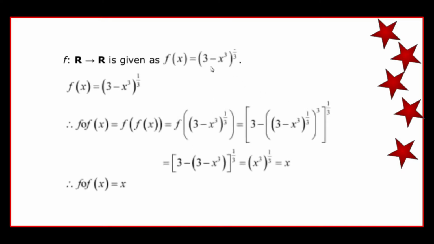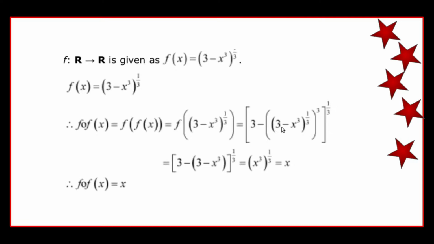f of x equal to 3 minus x cube raised to 1 by 3. f composite f of x is f of f of x, that is f of 3 minus x cube raised to 1 by 3. Again, now take this as y. f of y is 3 minus y cube raised to 1 by 3. That is 3 minus, this is our y, cube raised to 1 by 3.